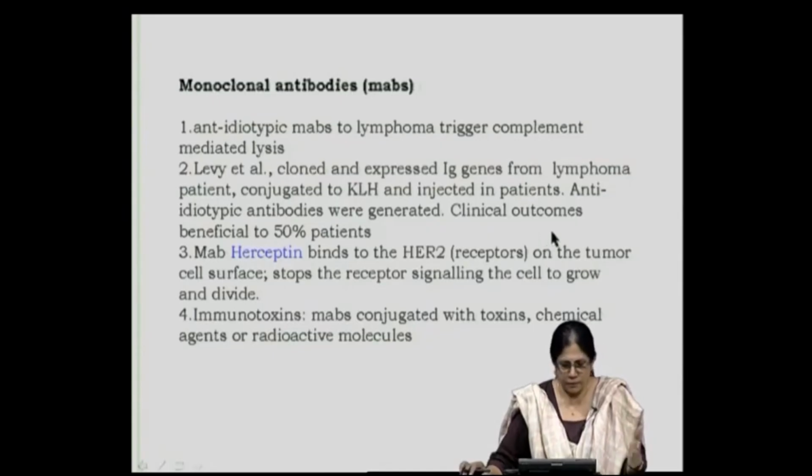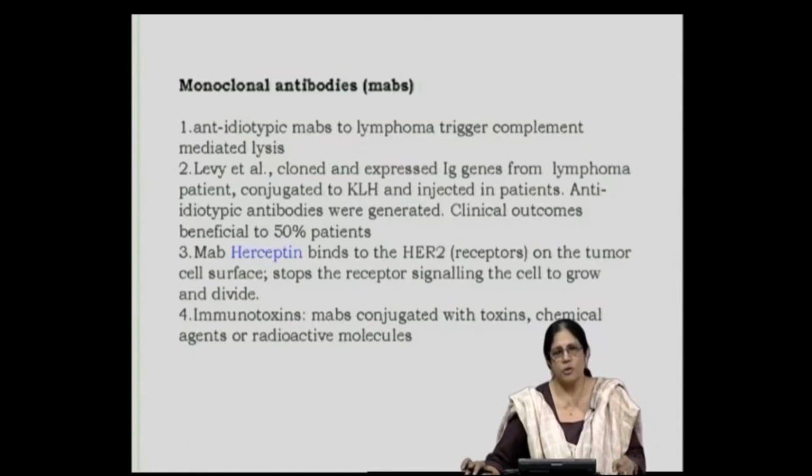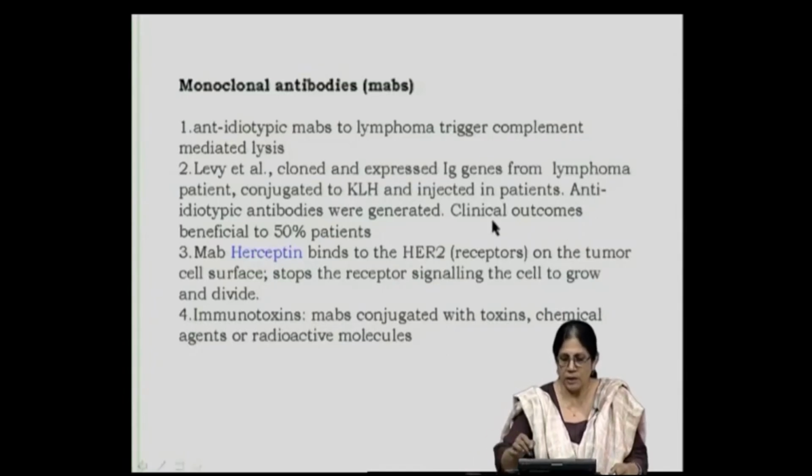If I remember correctly, there was something like 40 cases or more studied, and it was seen that anti-idiotypic antibodies were generated to their own immunoglobulin hypervariable regions in 50% of the cases, and this thereby inhibited the tumor growth, and in about 50% of these patients the clinical outcomes were very beneficial. Quite interesting. This is of course not a monoclonal antibody, it is monoclonal with respect to the immunoglobulin genes that are expressed on the lymphoma patient cells, because the lymphoma is monoclonal.